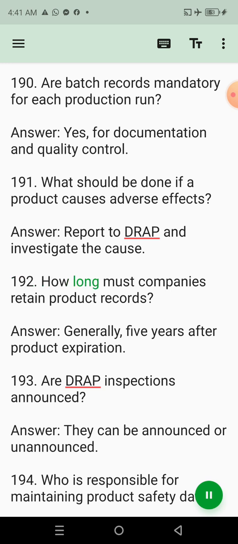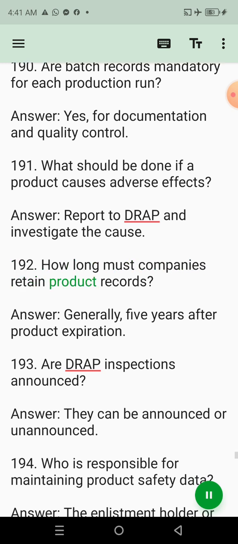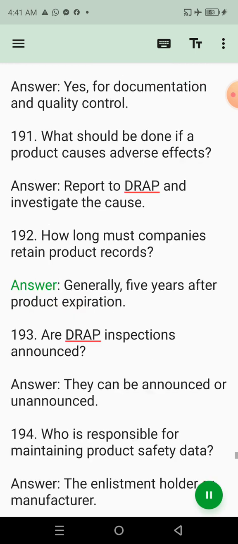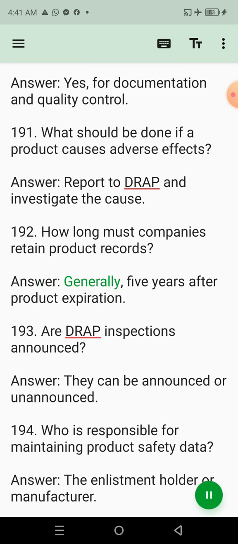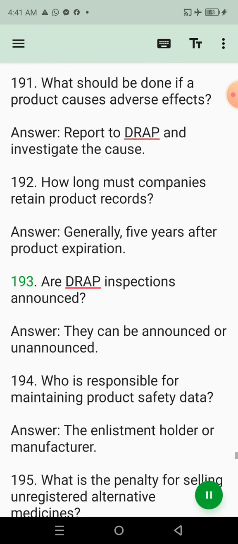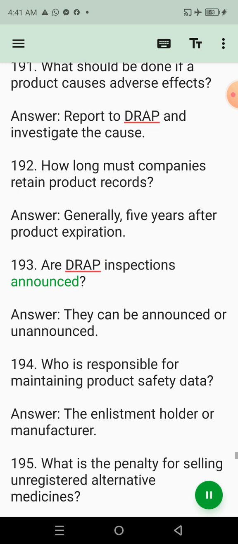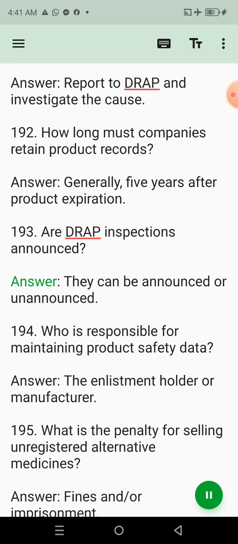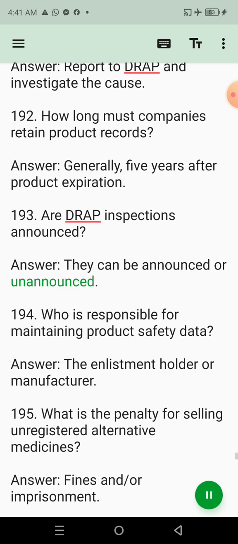192. How long must companies retain product records? Answer: generally, 5 years after product expiration. 193. Are DRAP inspections announced? Answer: they can be announced or unannounced.